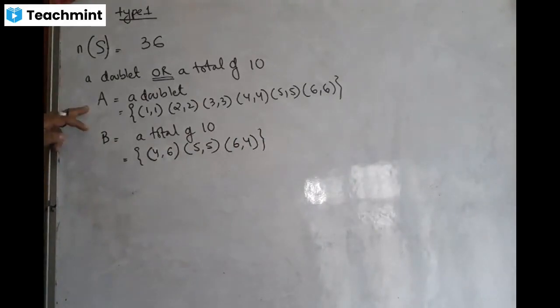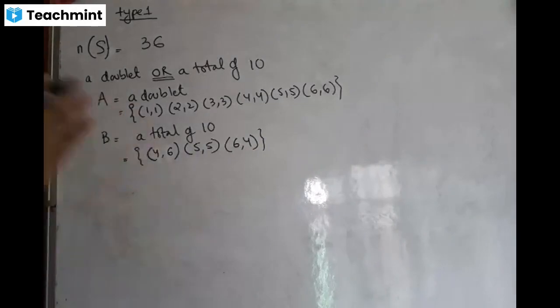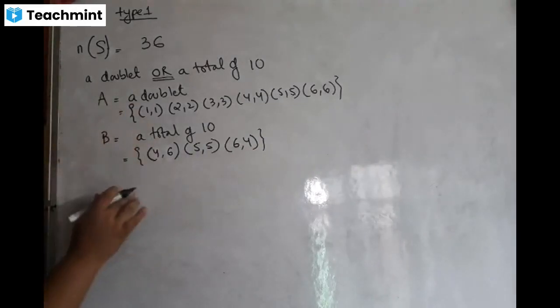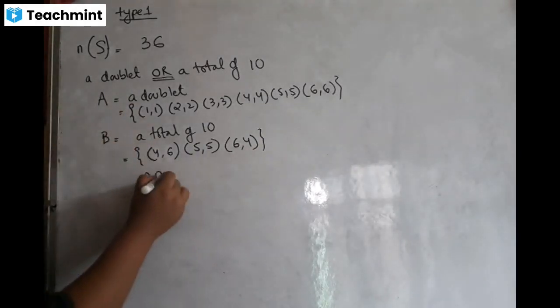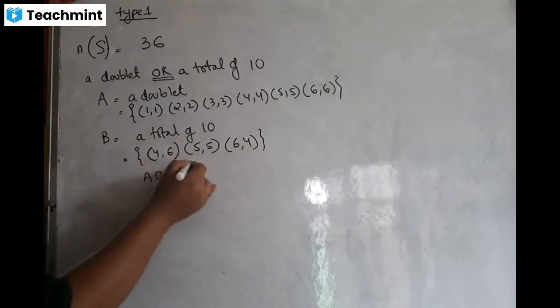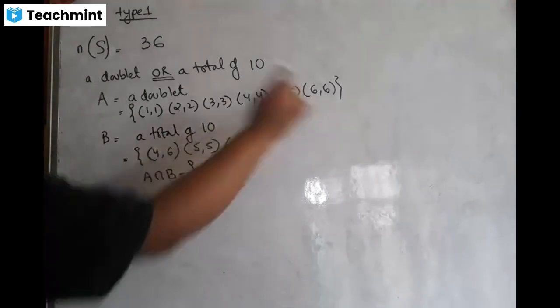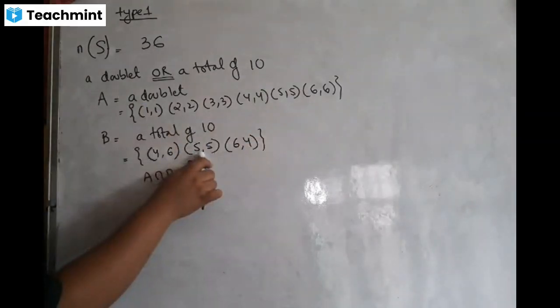Now let me check, because I have to combine these two. Everyone listen to me. I have to find the probability of A or the probability of B. Let me check whether they are mutually exclusive or not. If they are mutually exclusive, then the A intersection B part vanishes. If not, then that will remain. So A intersection B. What is A intersection B? A intersection B means anything common between A and B. What did I tell you? I told you to look at the smaller set first. 4,6 is not there. 5,5 is there.